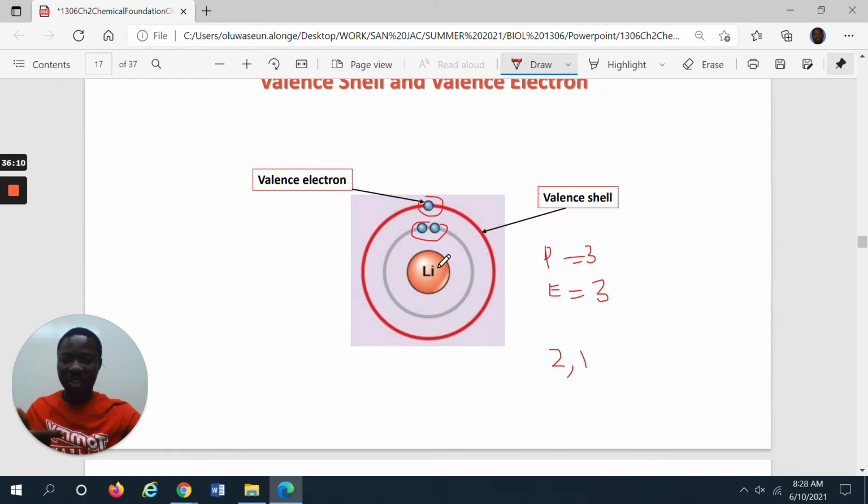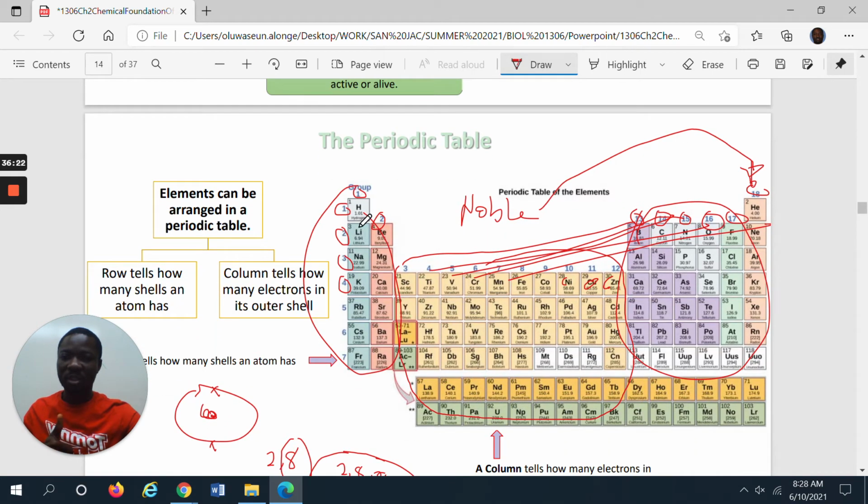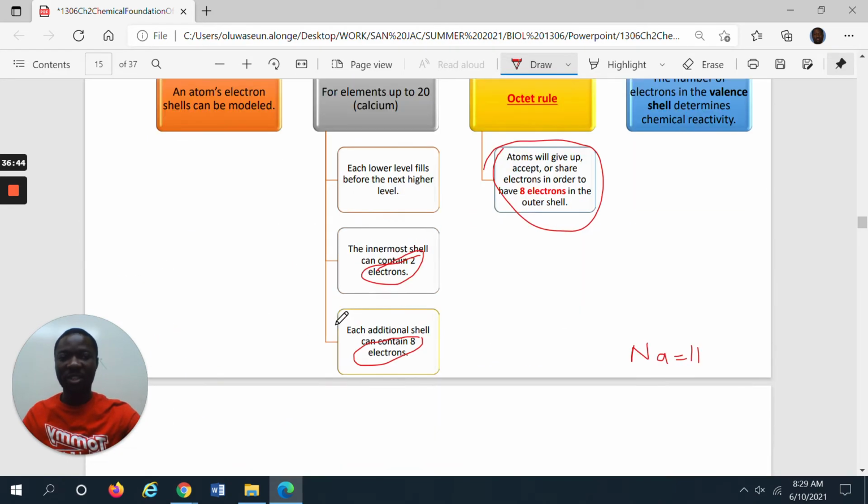What did you take note of? You notice that sodium also has 1 outside. That tells me they are both group 1 elements. Let's go back to the periodic table. Can you see? This is lithium and this is sodium. So in group 1 elements, we always have 1 on the outside. Group 2 elements, we always have 2 on the outside. Group 3 elements, we always have 3 on the outside. And group 8 elements, we always have 8 on the outside. You can see how it connects. All right, so let's go back to our slide.